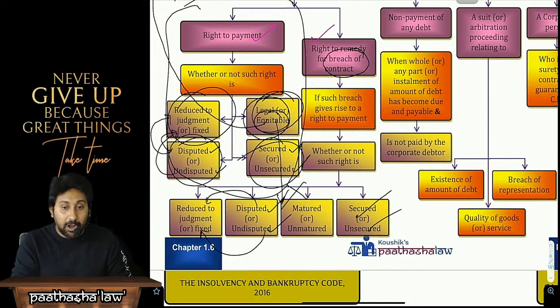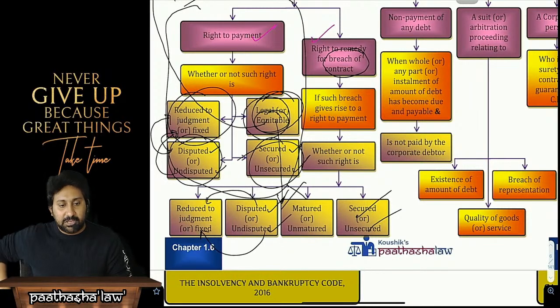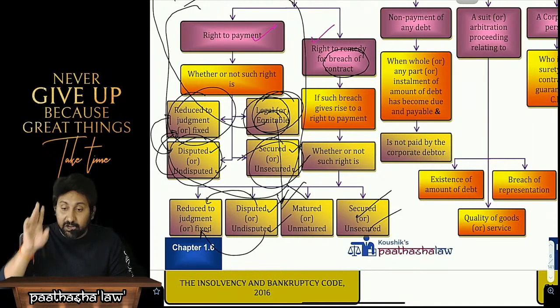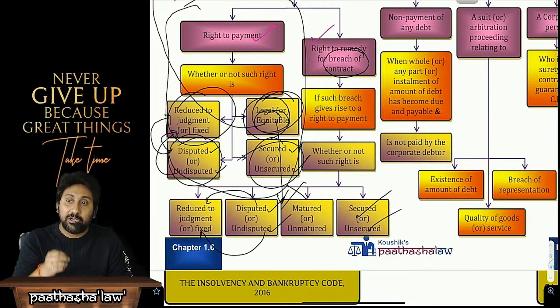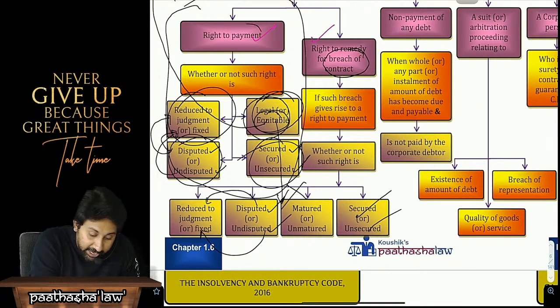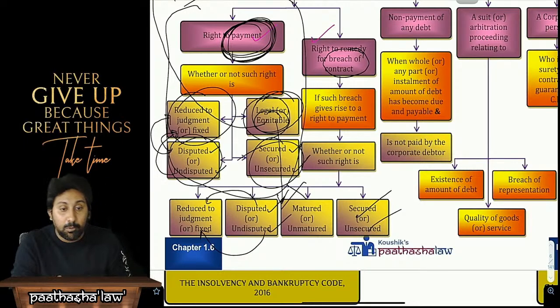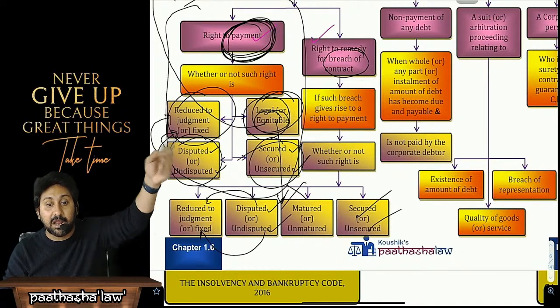Now the point is, matured and unmatured, why did it come? Every one of you should understand one thing. In this Insolvency and Bankruptcy Code, a creditor will get rights against the debtor when there is a default. What is a default? Default means the due date has come but you didn't pay. That means maturity has come but you didn't pay. That means maturity is the essential element to have a default. Right to payment will come only on maturity. Therefore, before maturity, claiming under IBC is not possible.